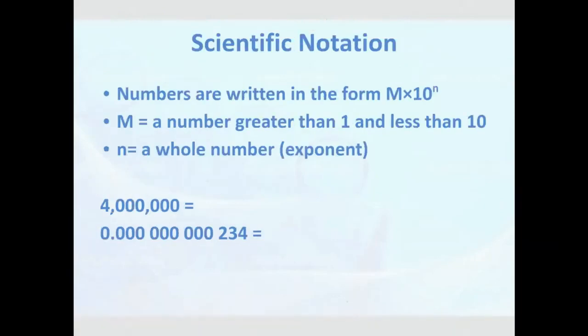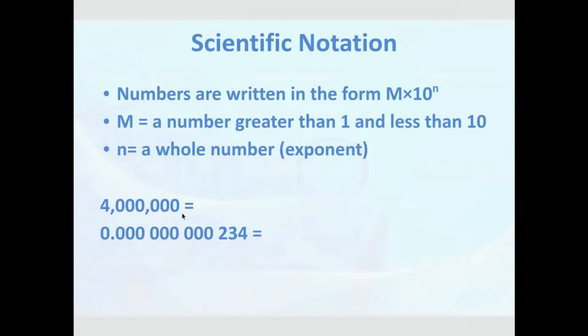Now we're going to look at scientific notation, probably something that most of you have seen before. We're going to have a number written in the form of a whole number times 10 to some exponent. So your m value has to be 1 to 9, so between 1 and 10. And then the exponent has to be a whole number.